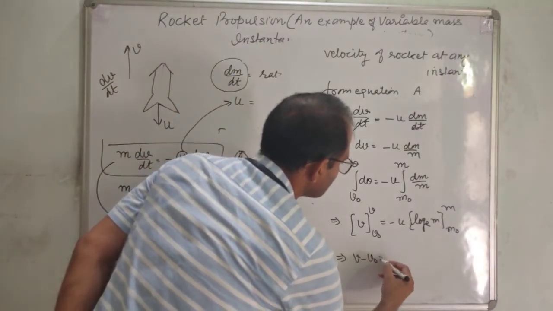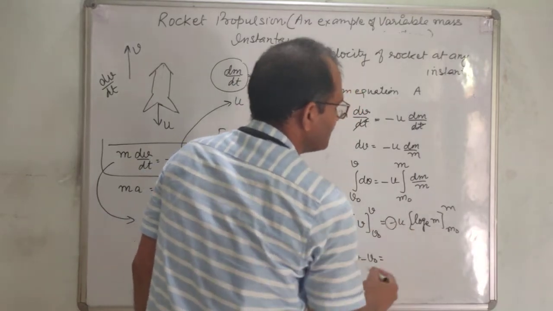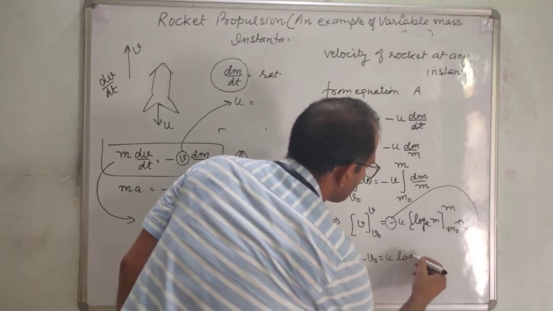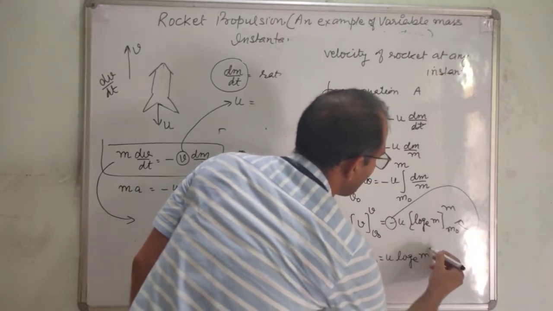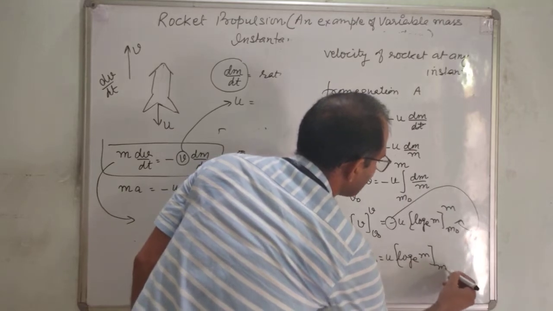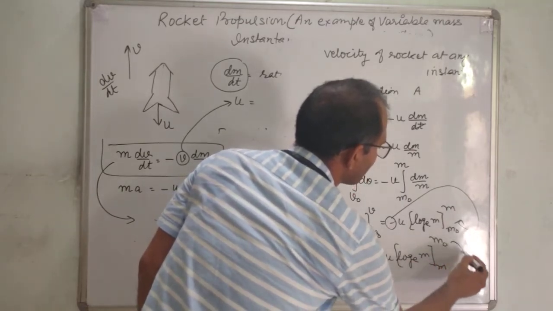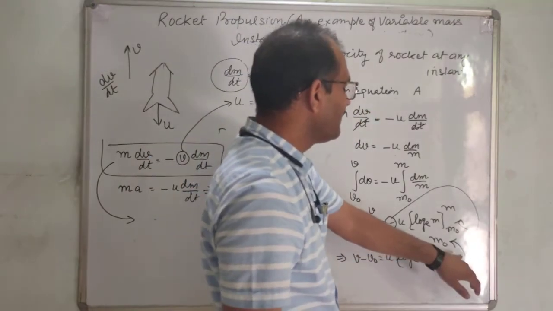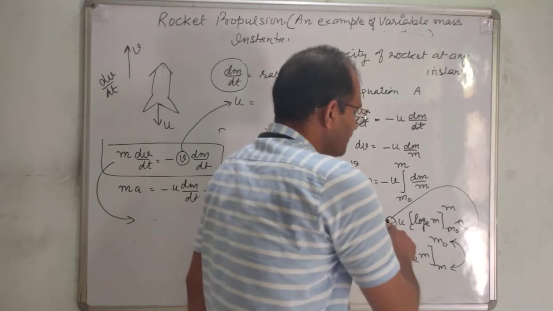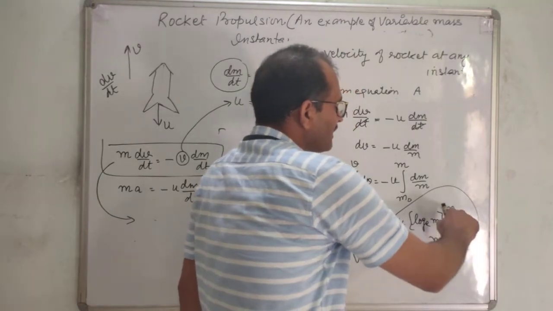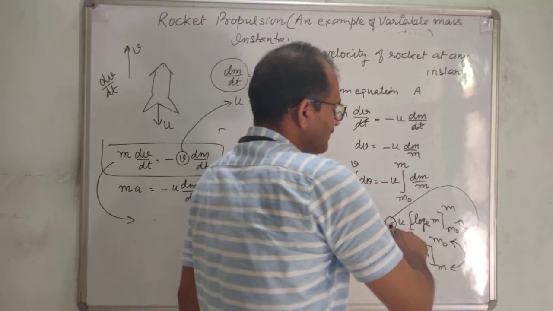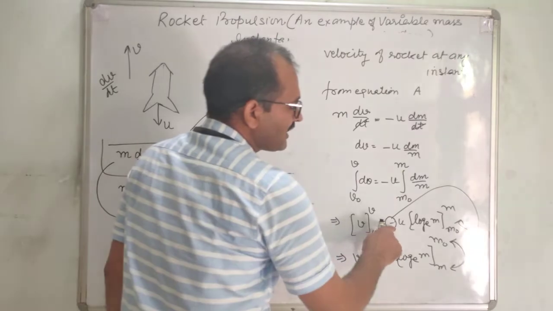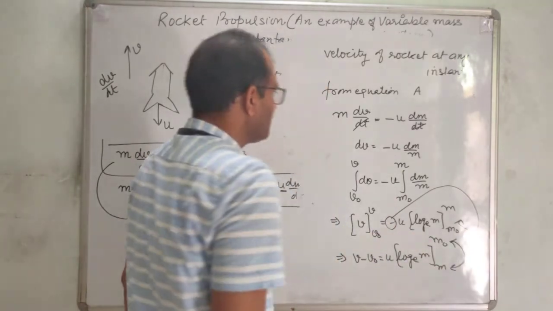v minus v naught is equal to, I am changing the negative sign by changing the limits, u natural logarithm of m from m to m naught. ये why these have been changed? इनको क्यों चेंज कर दिया गया है? इनको इसलिए चेंज कर दिया गया है कि यहाँ की हमने लिमिट जो है पहले m नॉट से लेकर के m तक थी. अब हमने क्या कर दिया? This we have replaced by m to m naught. Why? There was a minus sign. वो माइनस साइन हमने लिमिट को इंटरचेंज करने के लिए कर दिया है.